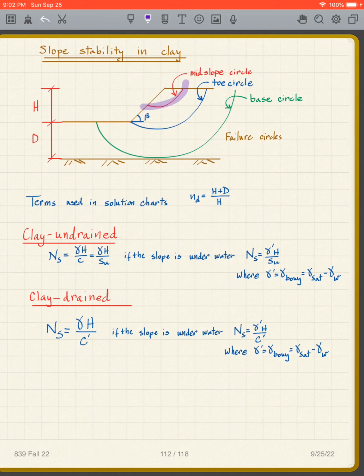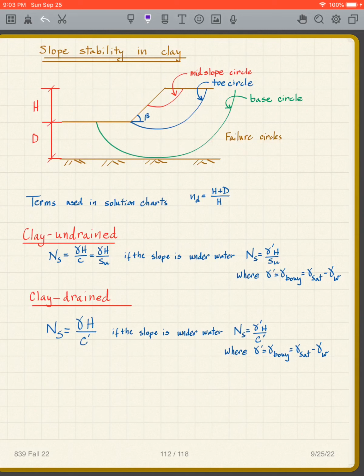We call this a mid-slope circle. Why? Because I'm looking at this point. That's in the middle of the slope. We call this a toe circle. Why? Because that point right there goes through the toe. We call this a base circle. Why? Because this one goes down and touches the bedrock down here at the base and comes out here. So it doesn't go through the toe and it doesn't go through the mid-slope. It goes way down there. So three different possibilities of failure circles. This is our shear plane. A shear plane is like that.